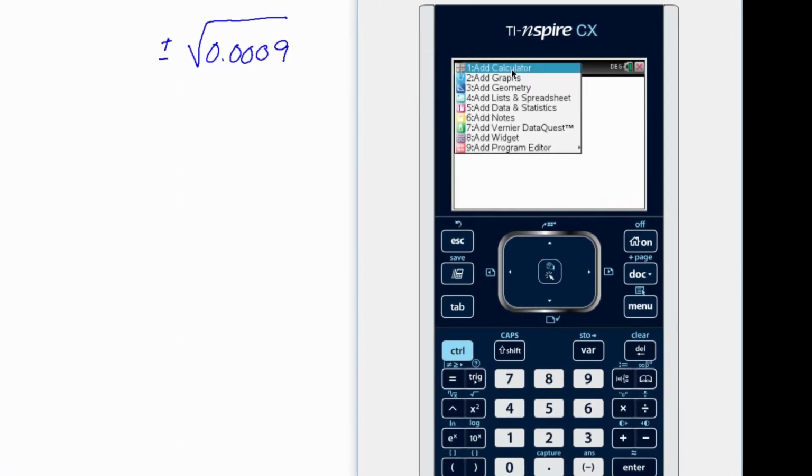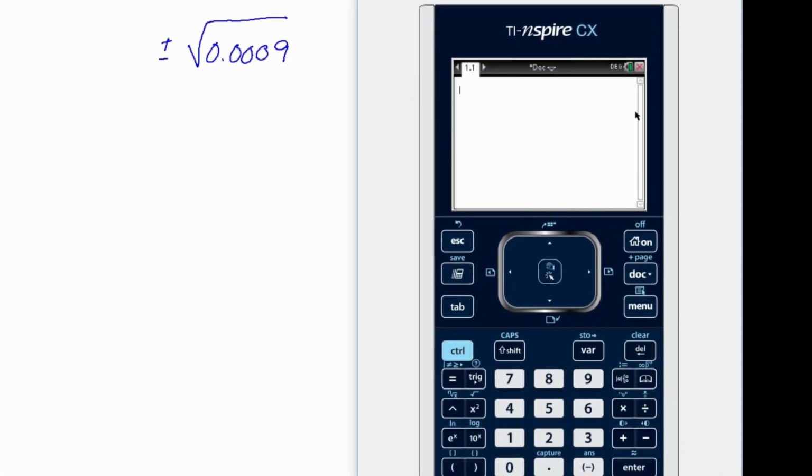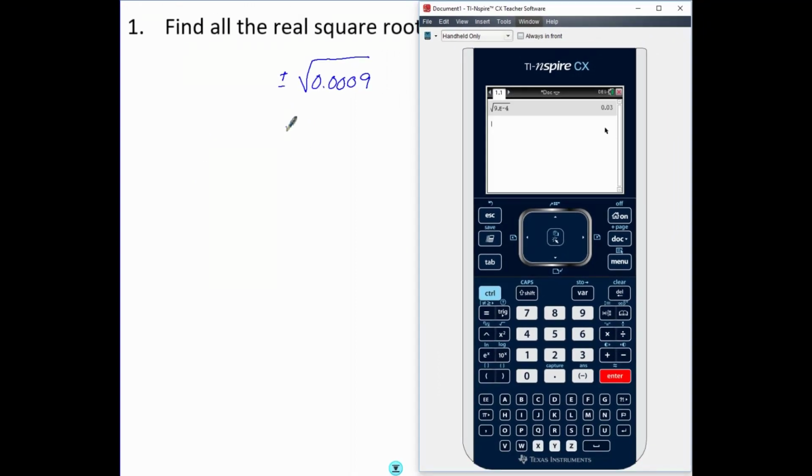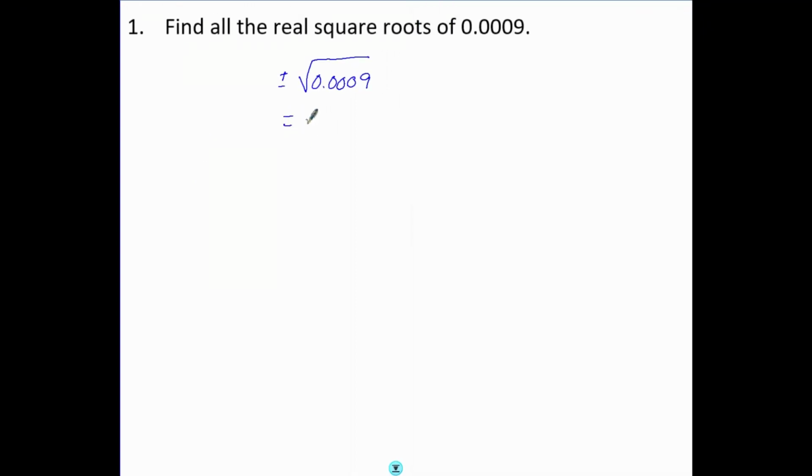So in the calculator, control square root and 0.0009. And let's see what we get with that. We're going to get 0.03. And notice how the calculator isn't giving us the positive and negative. So this is what you have to do, is you have to know that that's a positive and negative 0.03. So it's equal to positive or negative 0.03.